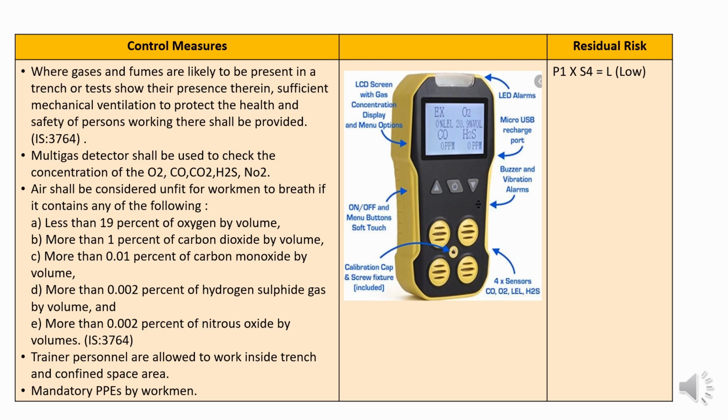The photos of the controls show we are using the multi-gas detector, which shows the LEL and UEL percentage of the gases. By applying these control measures, we have reduced the likelihood to P1 and the severity is the same, S4. By applying this, we have reduced the risk level from high to low.